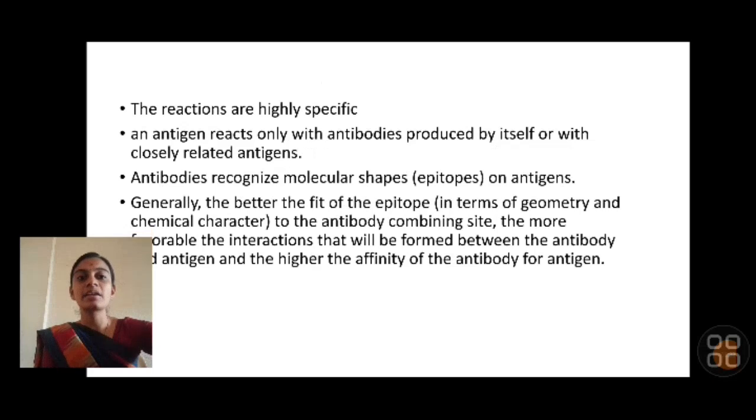And these reactions are highly specific, and an antigen reacts only with antibodies produced by itself or closely related antigens. Antibodies recognize the molecular shapes of the antigen, and the better the fit of the epitopes, that is in terms of geometry and chemical characters, to the antibody combining sites, the more favorable the interactions that will be formed between the antibody and the antigen, and the higher the affinity of the antibody for the antigen.